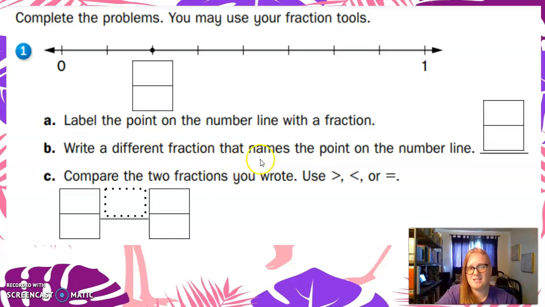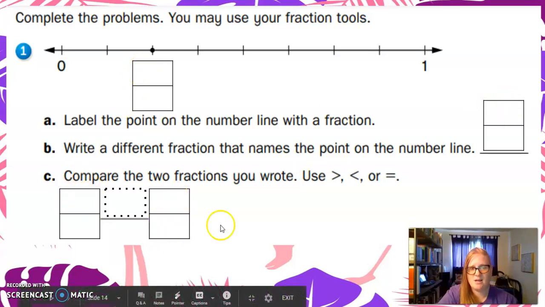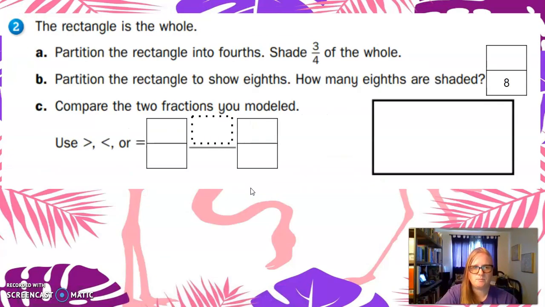Write a different fraction that names the point on the number line. So then now that you know what this is, you can name almost any point and then tell me what that point is. Compare the two fractions you wrote. Use greater than, less than, or equal to. So you're going to write this right here, this one right here, and you're going to tell me if they are greater than, less than, or equal to.